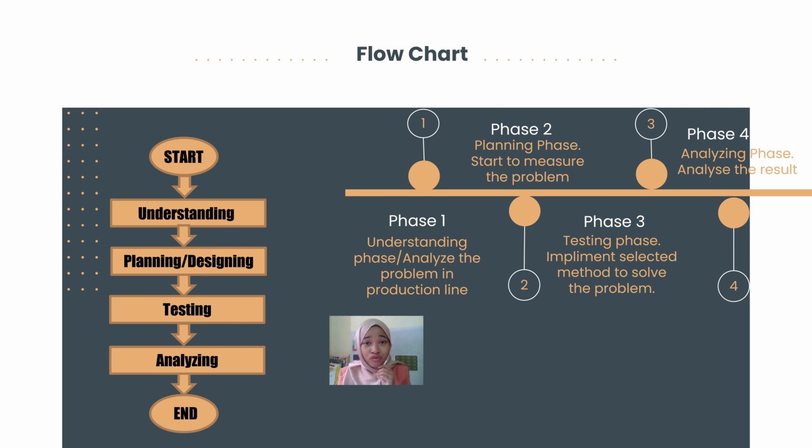So my idea for the project is, first start, and then understanding, planning and design, testing, analyzing and end. Phase one is the understanding phase, analyze the problem in a production line. Phase 2 is the planning phase, start to measure the problem. Phase 3 is the testing phase, implement the selected method to solve the problem. And last, phase 4 is the analyze phase, analyze the result.